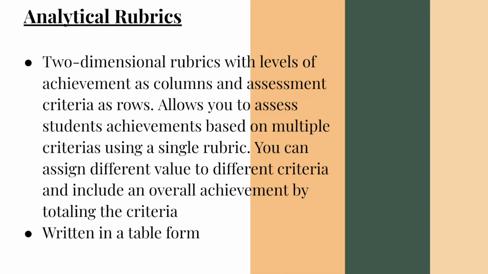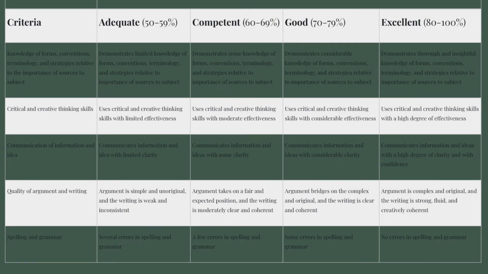Analytical rubrics are two-dimensional rubrics with levels of achievement as columns and assessment criteria as rows. This allows you to assess students' achievements based on multiple criteria using a single rubric. You can assign different value to different criteria and include an overall achievement by totaling the criteria. These types of rubrics are written in table form. Here we have an example of an analytical rubric. As you can see, we have our columns and rows broken up into different criteria and achievements.